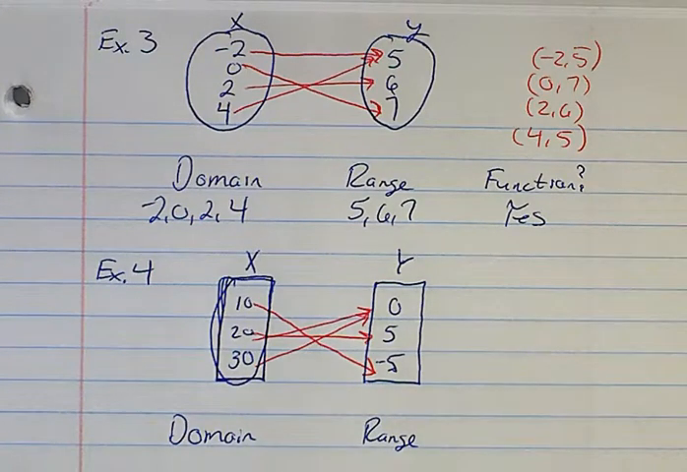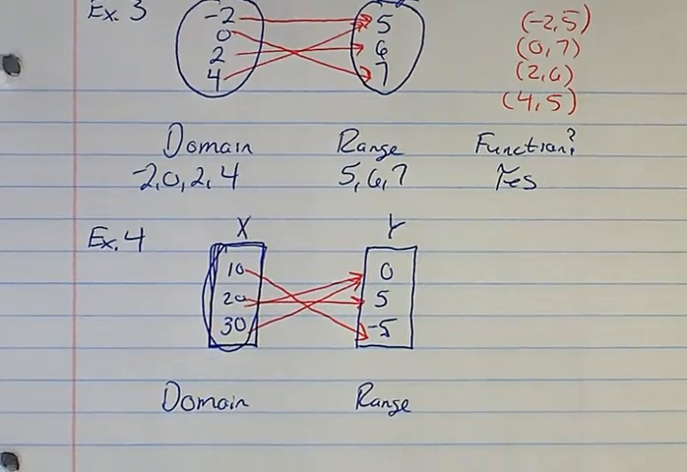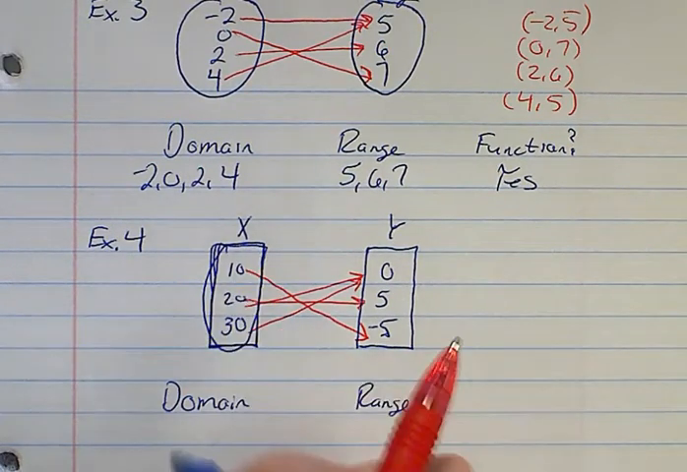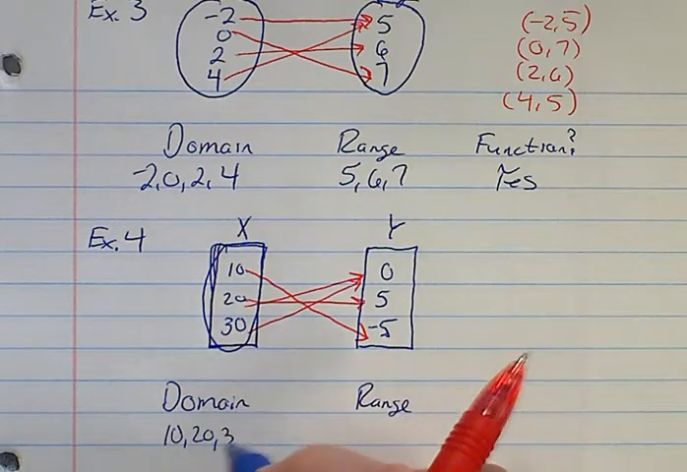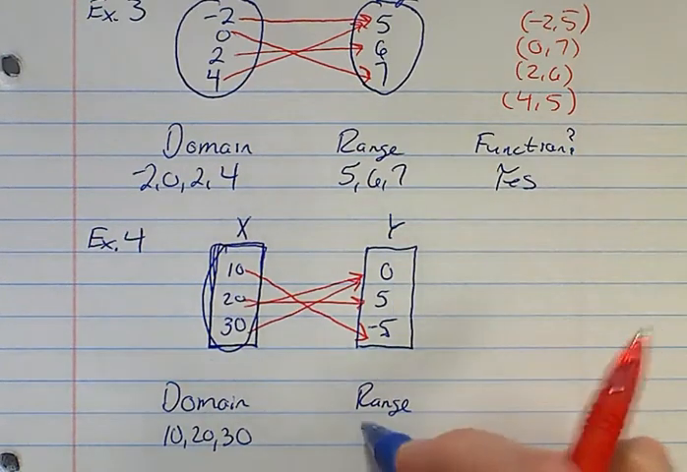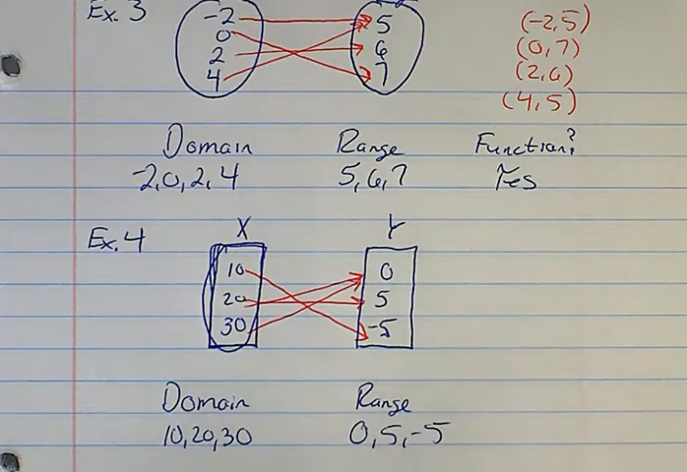Okay. Again, if they give it to you in the mapping, the domain and range is really easy because everything listed under X is your domain. That's 10, 20, 30. Everything listed in your Y, that's your range. 0, 5, negative 5.